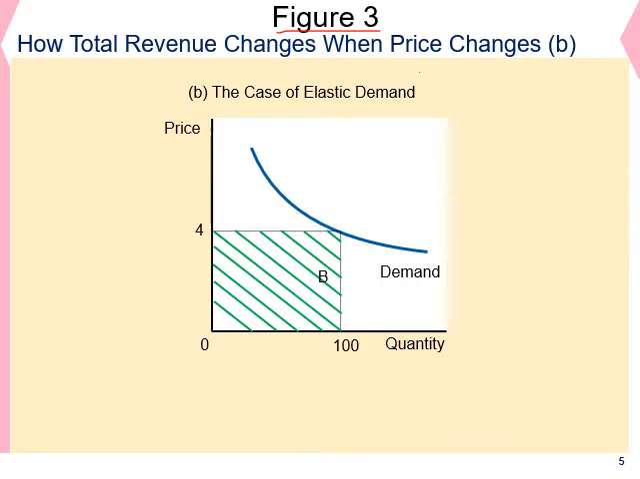Figure number 3 deals with how total revenue changes when price changes. In panel B, we have the case for elastic demand. We begin with the price at $4 and 100 units sold in the market. Total revenue will be 4 times 100, which is $400, equal to this box.